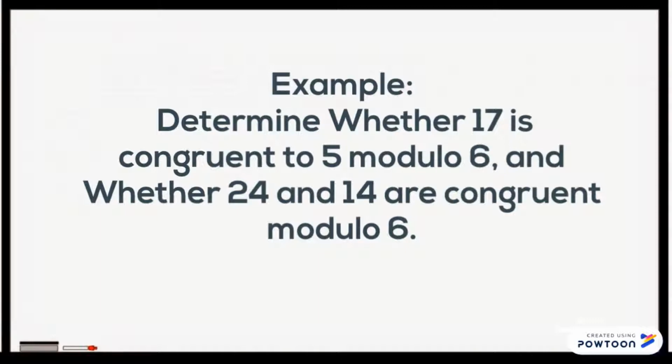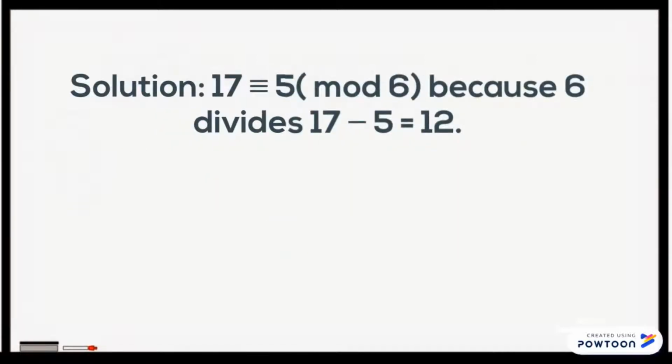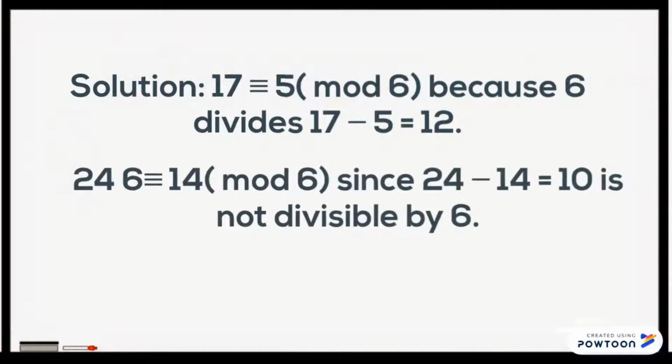Example. Determine whether 17 is congruent to 5 modulo 6, and whether 24 and 14 are congruent modulo 6. Solution: 17 ≡ 5 (mod 6) because 6 divides 17 − 5 = 12. 24 is not congruent to 14 modulo 6 since 24 − 14 = 10 is not divisible by 6.